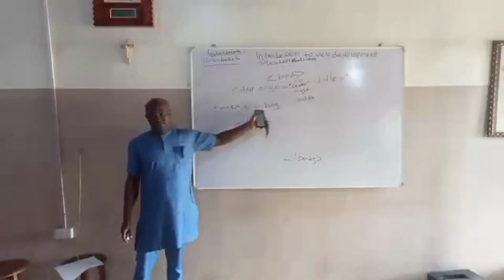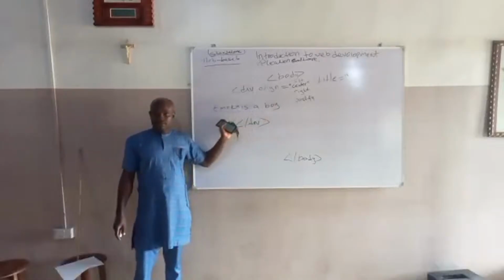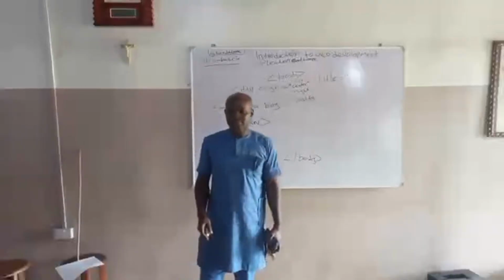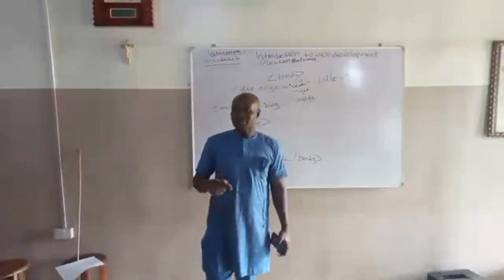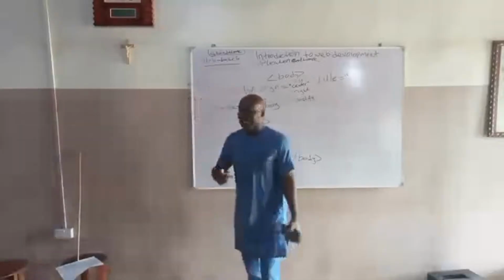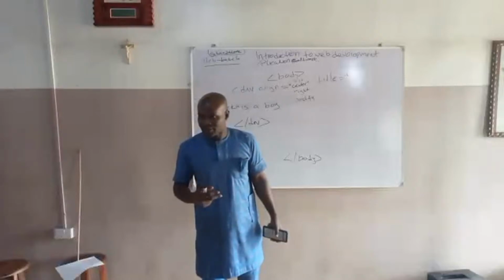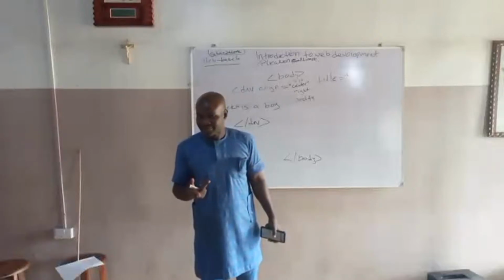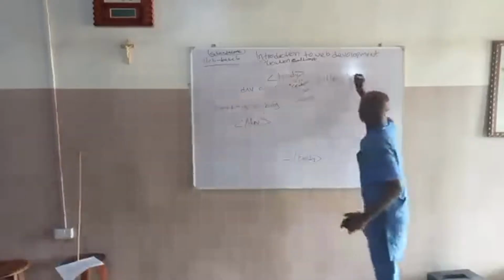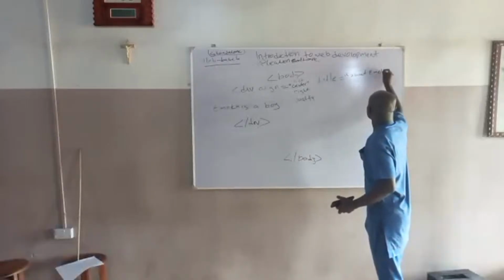What is this? Emeka is a boy. What am I trying to say? I'm trying to tell you about Emeka. So this content is about Emeka. I will come here and say my title is: About Emeka.